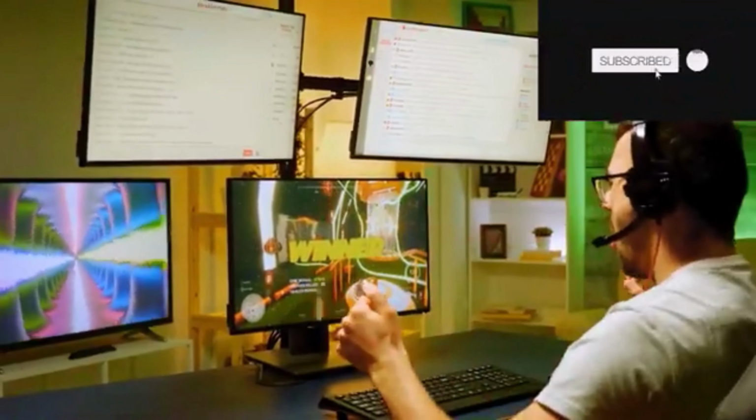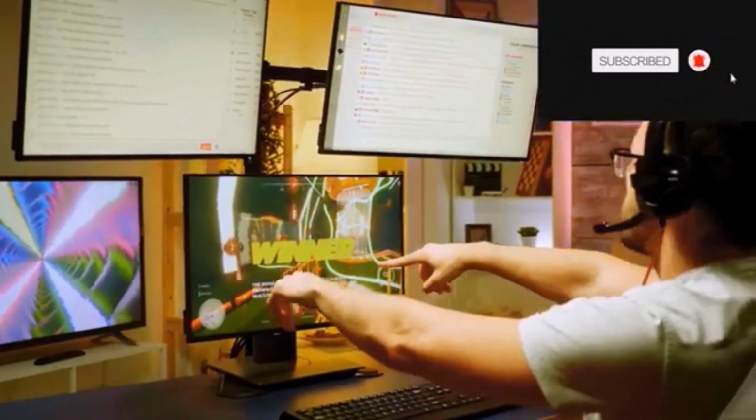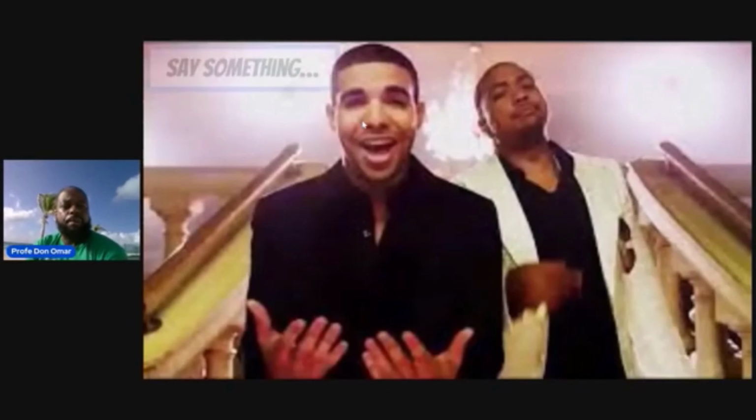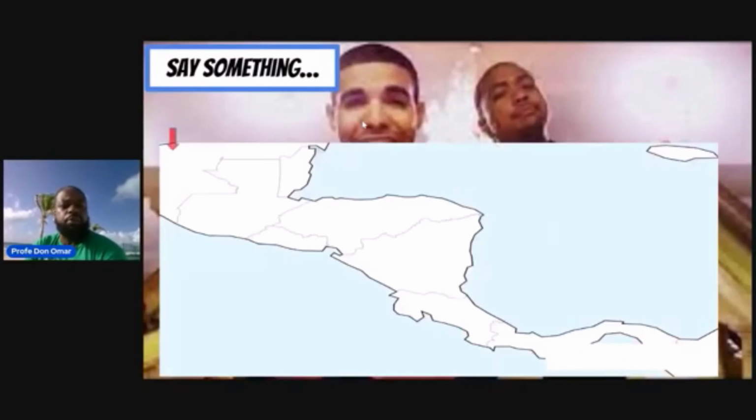So here's our cheat code for identifying the Spanish-speaking countries of Latin America on a blank map. It goes down, left, right, down, down, down. Take a look at our map. We're going to assume that the United States, Los Estados Unidos, is right up here. Our first step on the cheat code is to go down into Mexico. We're going to go left, right, down, down, down. That's our cheat code.